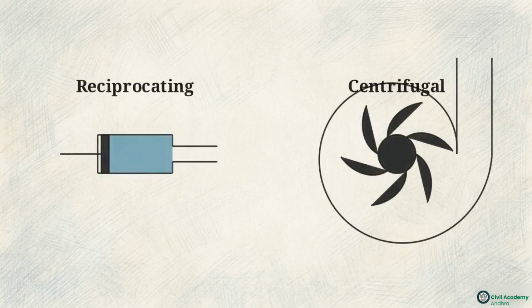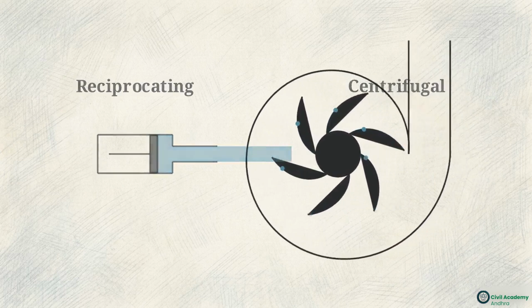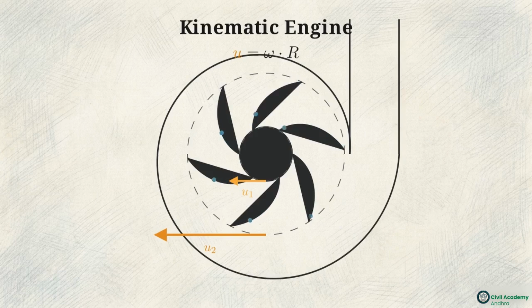Observe the mechanical difference. A reciprocating pump on the left pushes water in a straight line. On the right, a centrifugal pump operates by throwing the water outward using rotational speed. Because this relies on velocity rather than displacement, the centrifugal pump is a kinematic engine. It uses pure rotational motion to build fluid pressure.